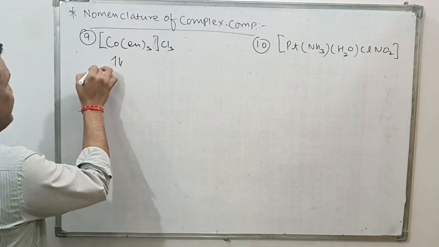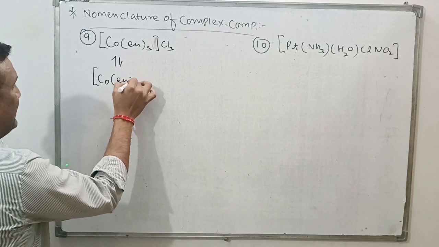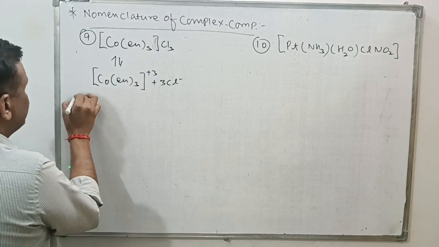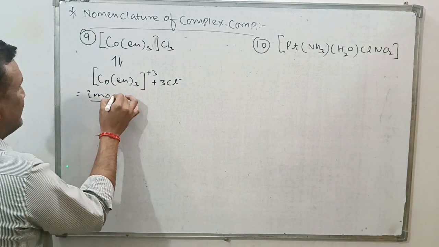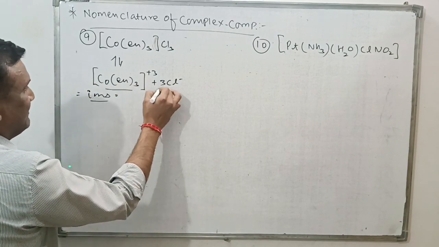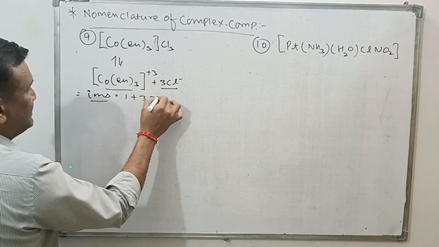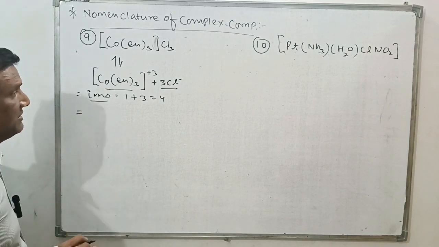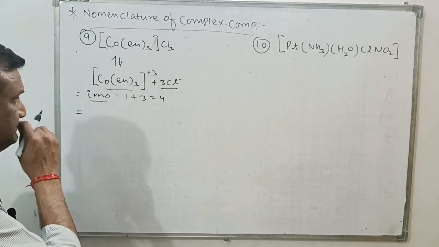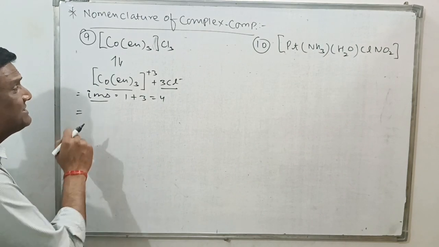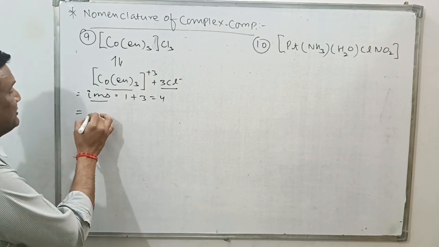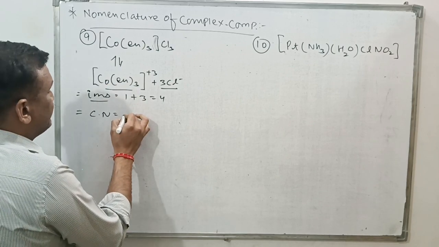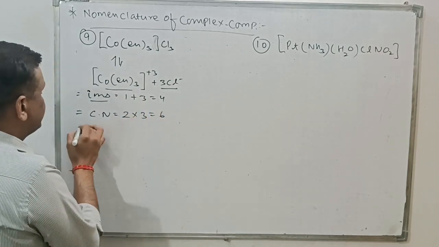Ionization will be as follows: [Co(en)3]3+ and 3Cl-. The total number of ions will be 1 complex ion plus 3 counter ions, which is equal to 4. Now we'll go further with the coordination number. It's a bidentate ligand and the total number is 3, so it will be 2 into 3, that is 6.